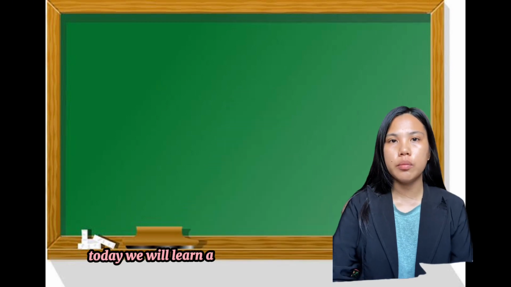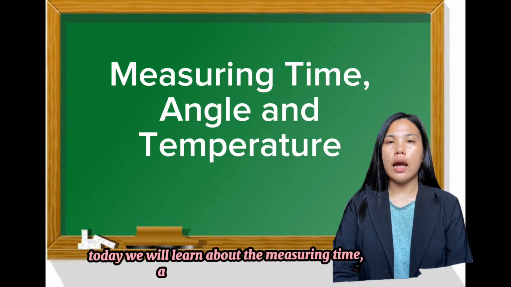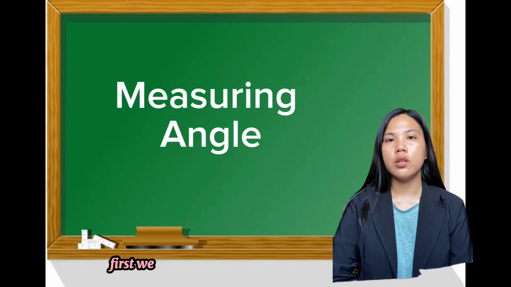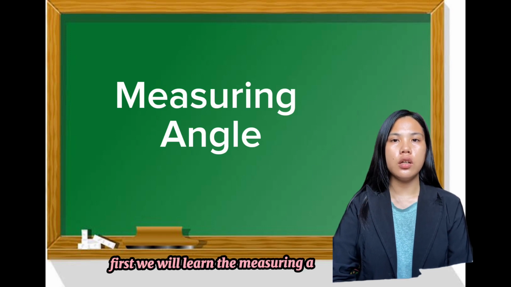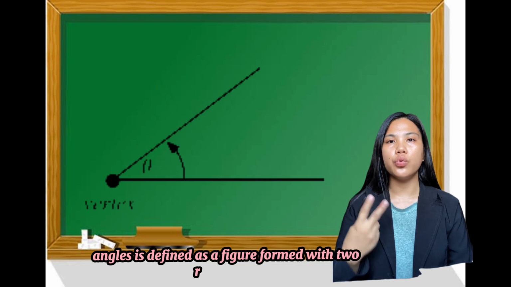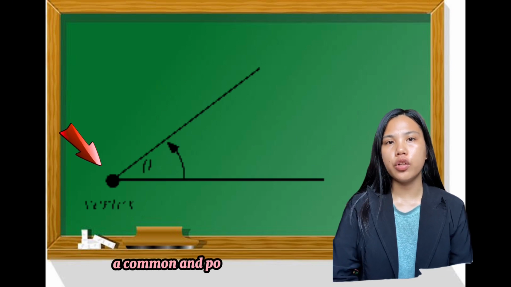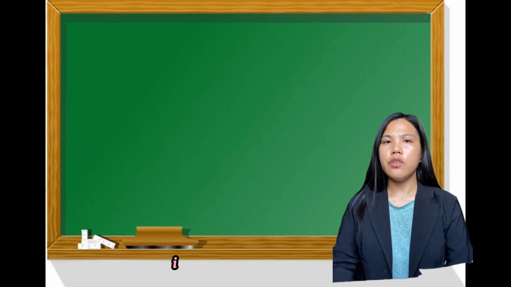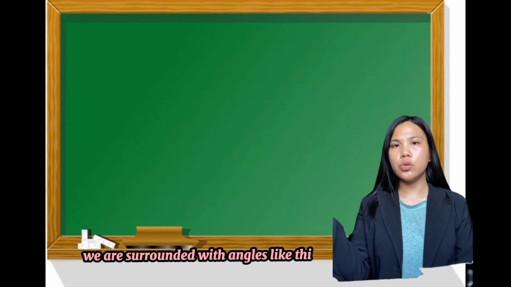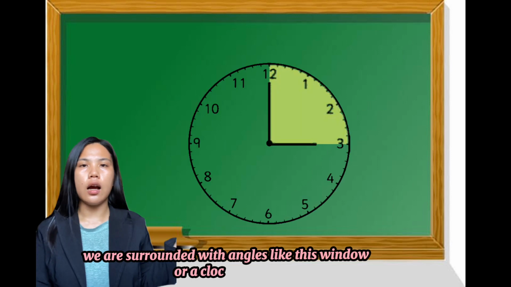Today we will learn about measuring angles, time, and temperature. First, we will learn about measuring angles. An angle is defined as a figure formed by two rays that share a common endpoint called the vertex. If you look around, we are surrounded by angles, like this window or a clock's hands.